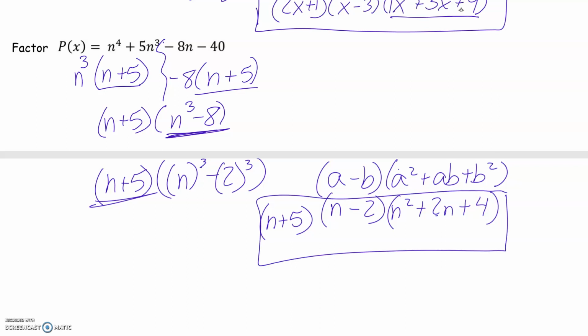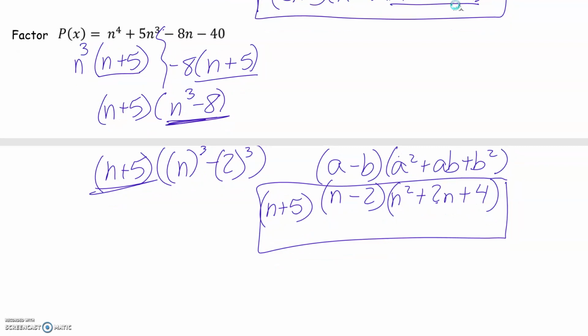Okay, that is it for higher degree polynomial factoring. You will see a little bit more next year, and I'm not too worried that this is where we're stopping at this point. Okay, next week we're going to talk about solving polynomials, and then that's it for this unit. Then we're going to take a brief look at rational equations.